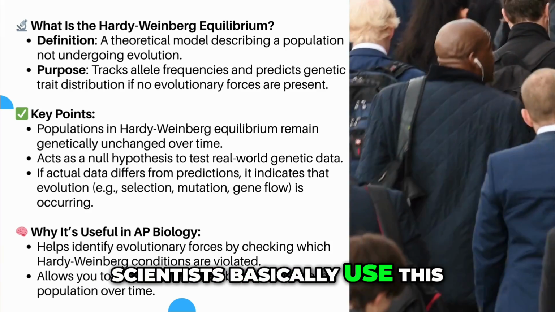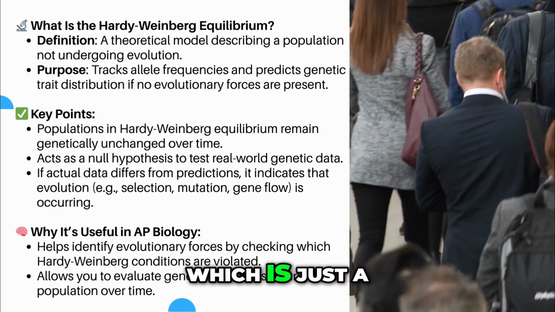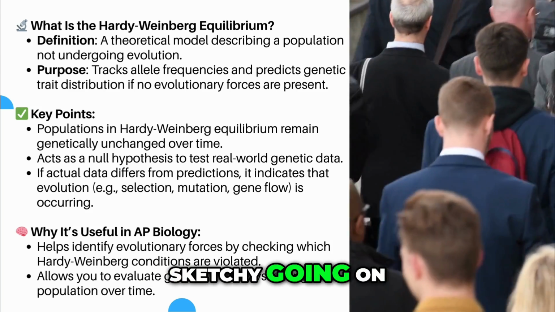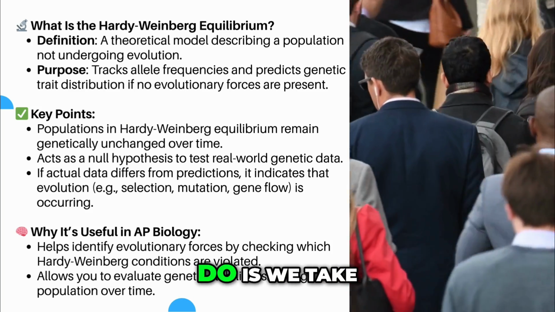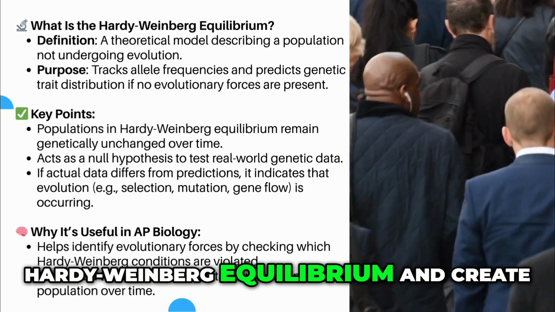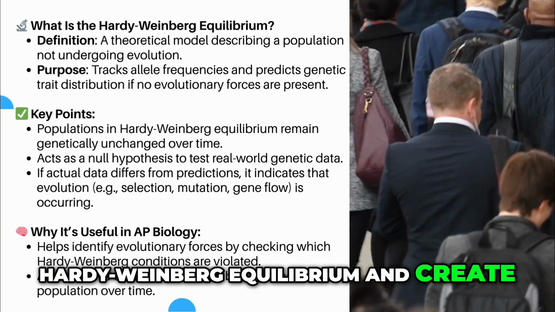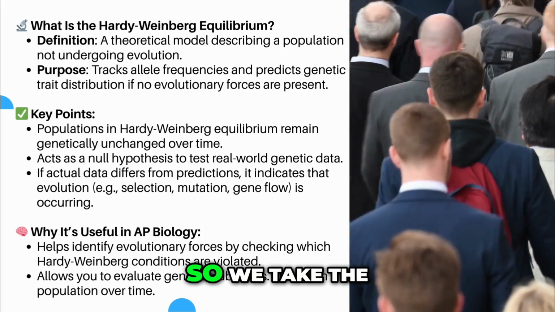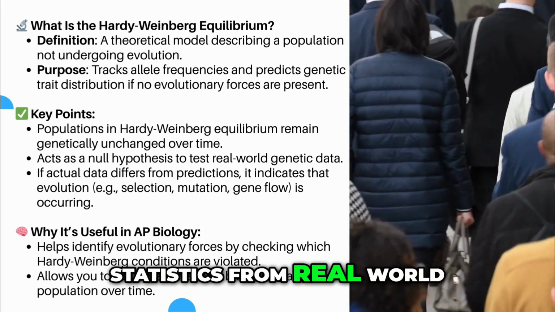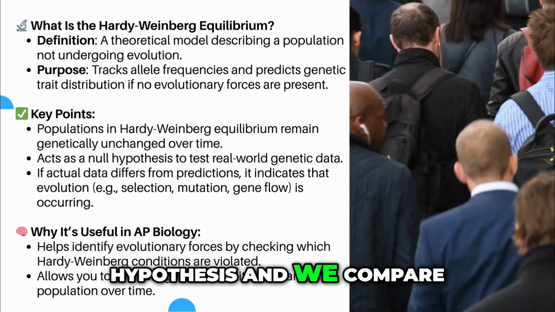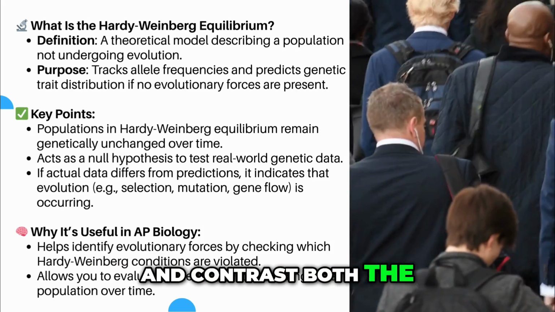Scientists basically use this as a null hypothesis, which is just a fancy way of making sure there's nothing really sketchy going on. Because what we actually do is we take the information from the Hardy-Weinberg equilibrium and compare it to real life scenarios. So we take the statistics from real world scenarios and what we have in our null hypothesis, and we compare and contrast both the data.